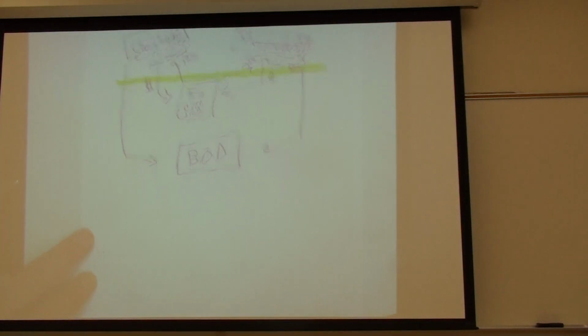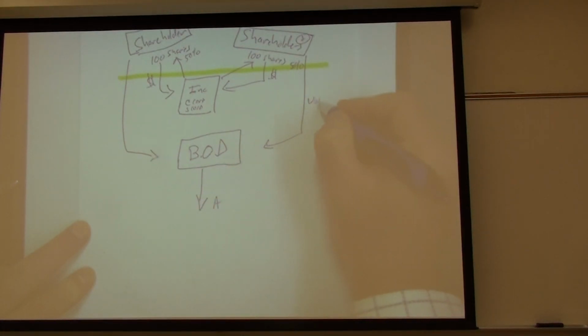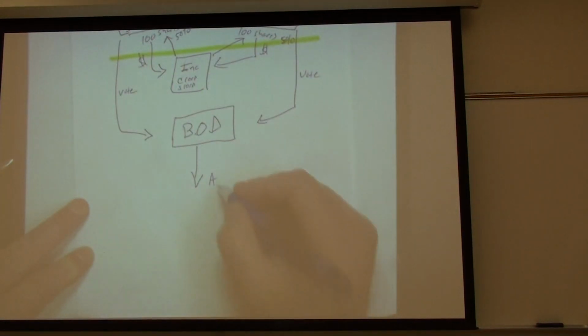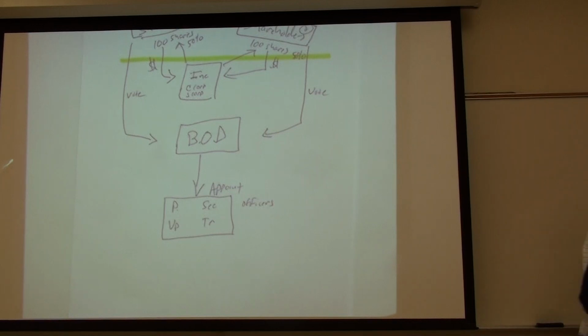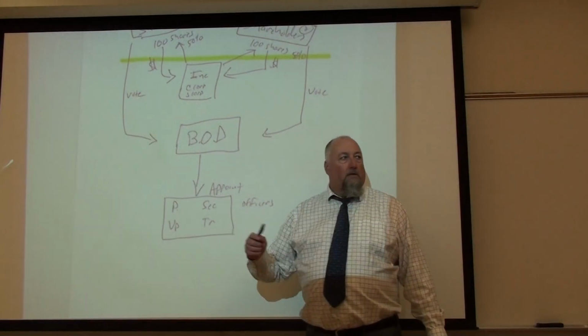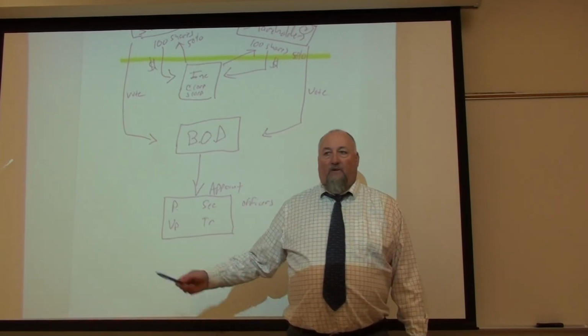Then in terms of management, the board of directors will then appoint, I should put here vote, the board of directors will then appoint the officers. Which typically is a president, vice president, secretary, and a treasurer. So these are the officers. Under Oregon law, a corporation must have a president, a secretary, and a treasurer. Vice president's optional.